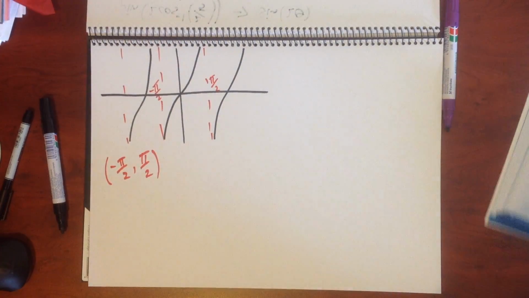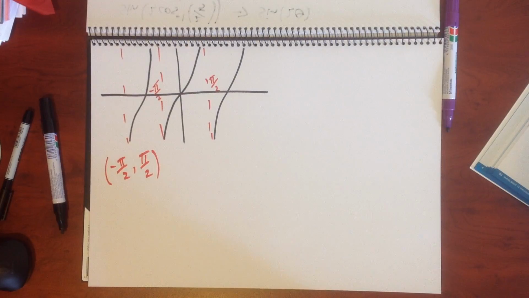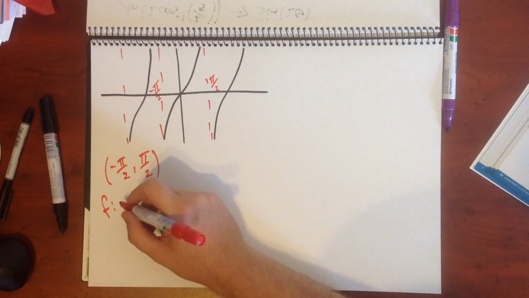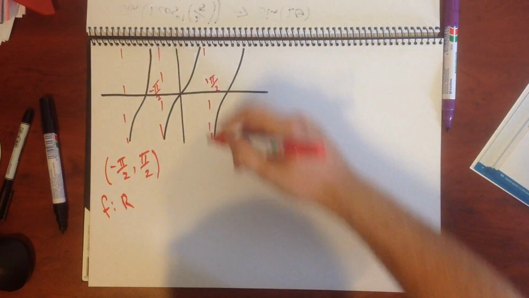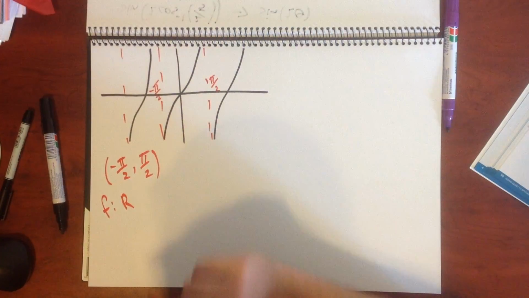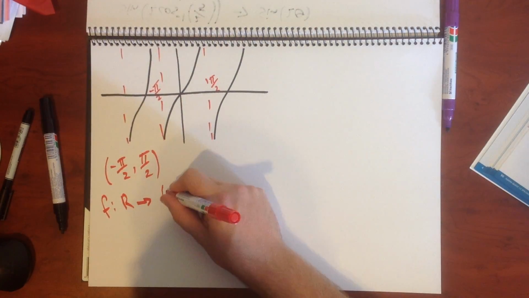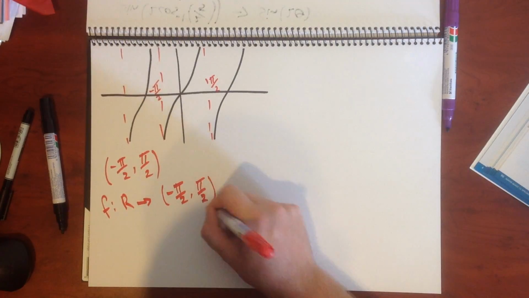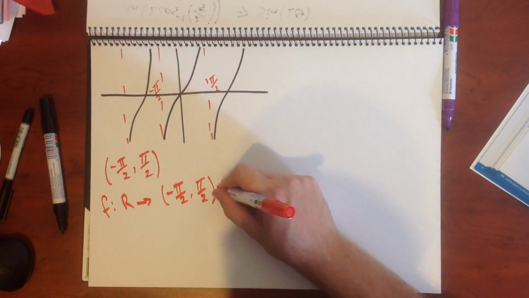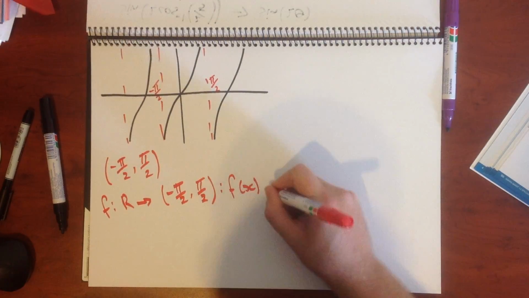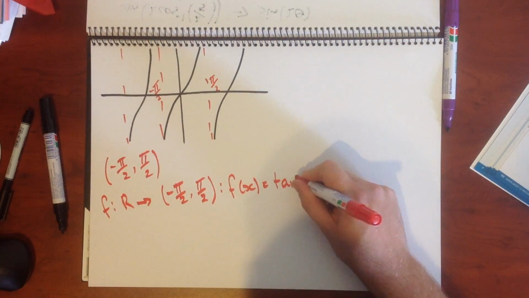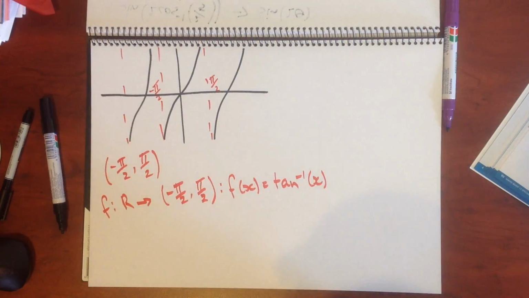Okay, so what happens then is we can define our function f with domain all real numbers, because our range was all real numbers, that becomes our domain. We know our range now is minus pi on 2 to pi on 2. F of x equals inverse tan of x. Okay, so that's how we're defining our inverse function this time.